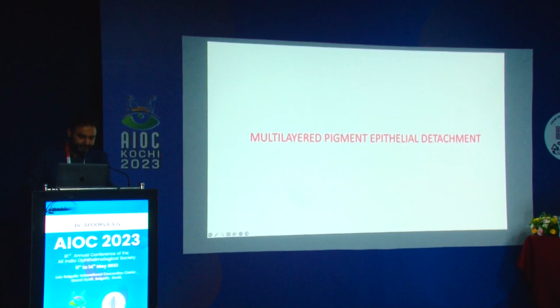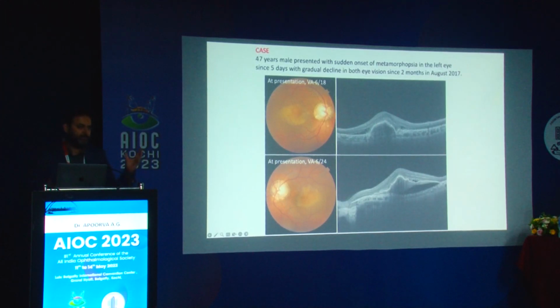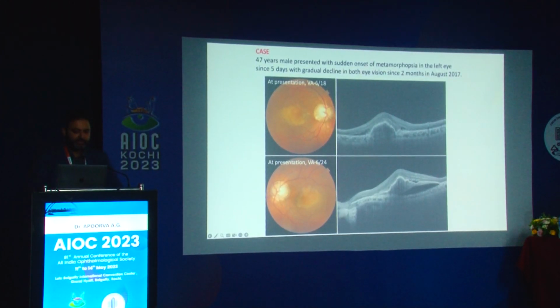So multi-layered PED. Just going to start with the case and then hopefully compress the findings together at the end. So a 47-year-old male presented with sudden onset of metamorphopsia in the left eye since 5 days and a gradual decline in both eye vision since 2 months, since August 17, long time back. That's the right eye, that's the left eye, typical vascularized PED, both the eyes. There is a prechoroidal cleft, as you can see. There's fluid, sub and intraretinal, in both the eyes.